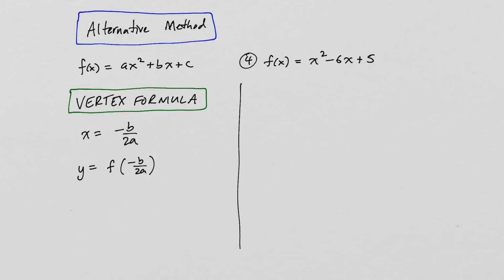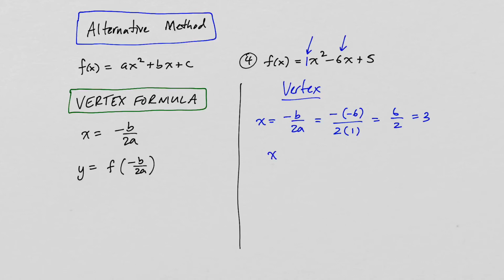Now, we found the vertex for this by completing the square, but we can also find the vertex by using this formula. And so remember, the vertex formula is x equals negative b divided by 2a, and in this problem, this is negative, and then b is negative 6, divided by 2 times a, and a is 1, and this is 6 divided by 2, which is 3. So the x-coordinate of the vertex is 3.